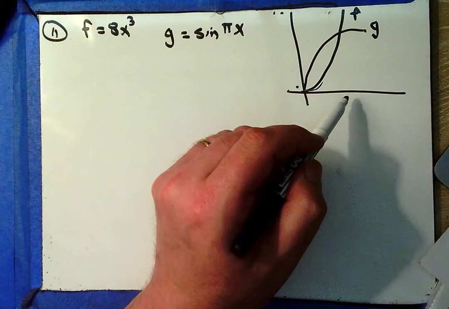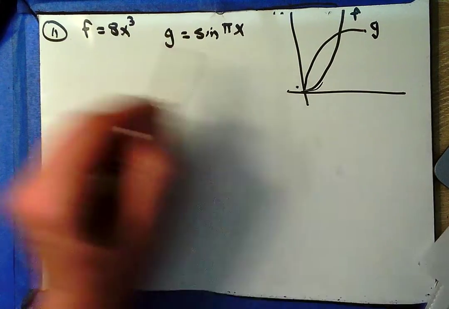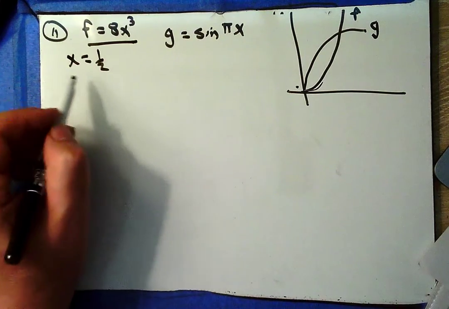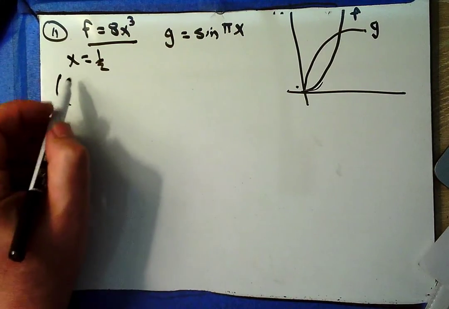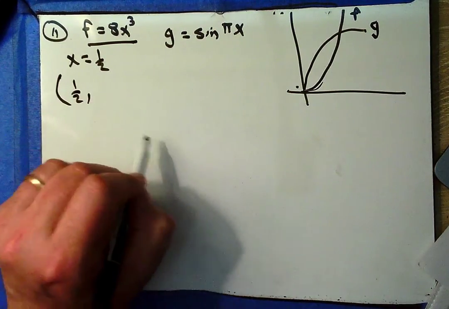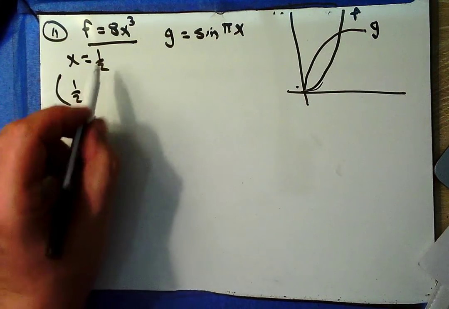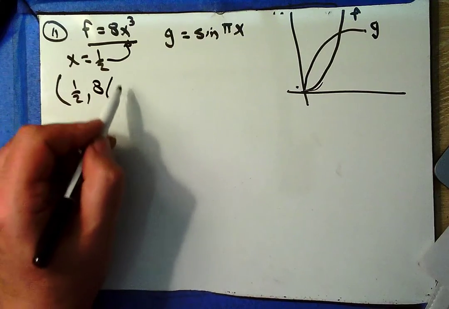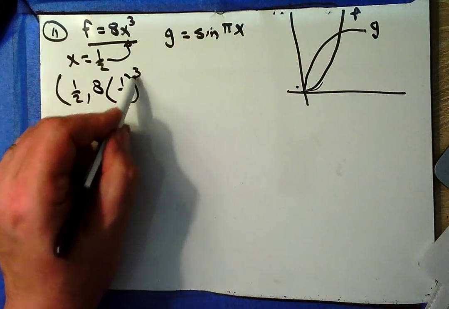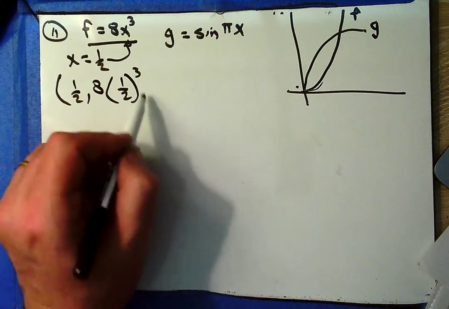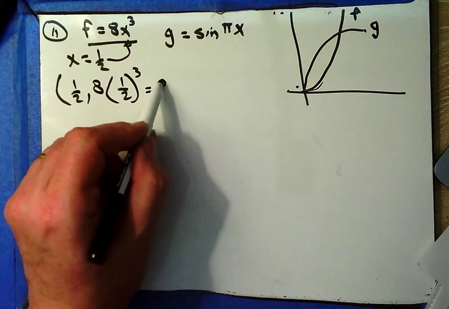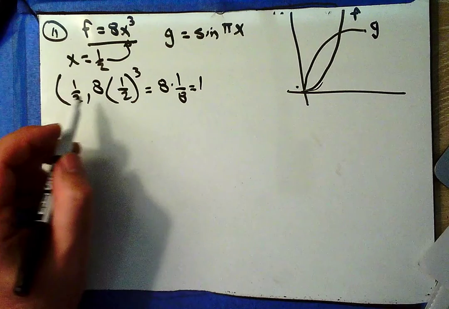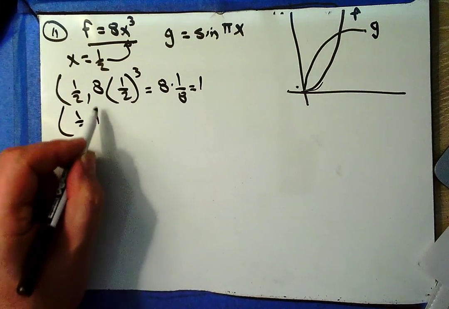Part A, write the equation of the line tangent to the graph of f at x equals 1/2. So Riley always tells me I need an ordered pair, and I know what the x value is. To find the y value, I have to plug that in there. So I've got 8 times 1/2 to the third. Well, 1/2 to the third is 1/8. 8 times 1/8 is 1. So my ordered pair is 1/2, 1.